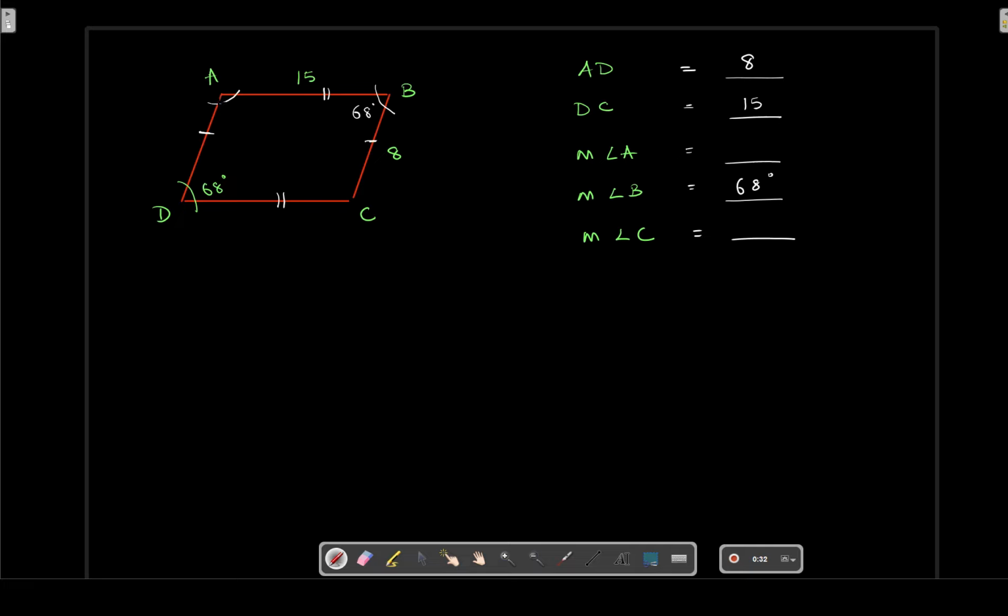Now to find out angle A, you use the property that consecutive angles are supplementary. So your angle A plus angle D will be equal to 180 degrees because they are consecutive. So angle A will be equal to 180 minus angle D, and angle D is 68 degrees, so the answer will be 112 degrees. So angle A will be 112, and angle C is opposite to angle A, so opposite angles are congruent, so this will be 112 degrees.